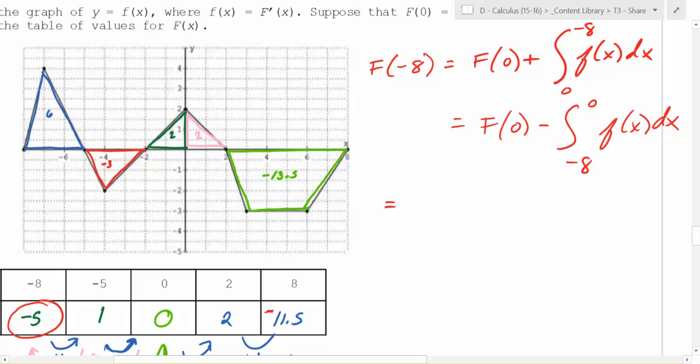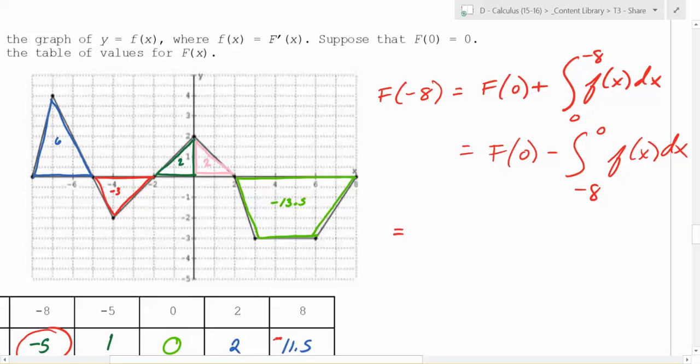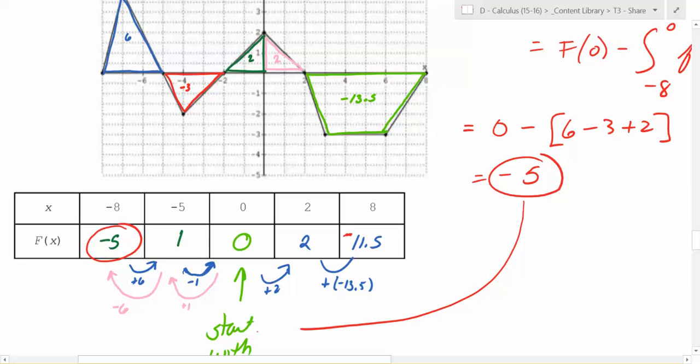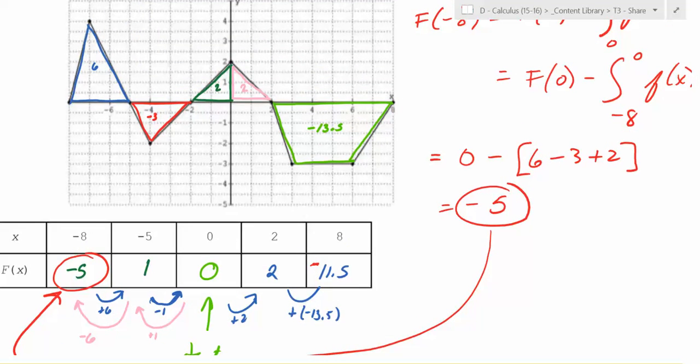First of all, what is f of 0? It tells us what f of 0 is. It is 0, and you're subtracting. What are you subtracting? 6 minus 3 plus 2. What is 6 minus 3 plus 2? So it's going to be equal to negative 5. That's where that negative 5 comes from, everybody.